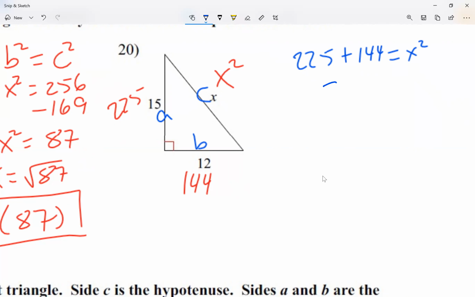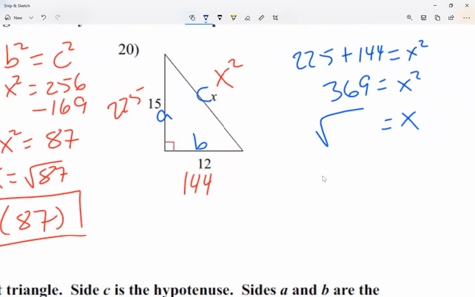369 is equal to x squared. So x must be the square root of 369. Okay, let me see if I can break this. I know my smallest is a 4. Now 369 divided by 4 gives me a decimal.